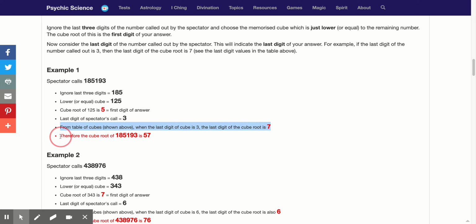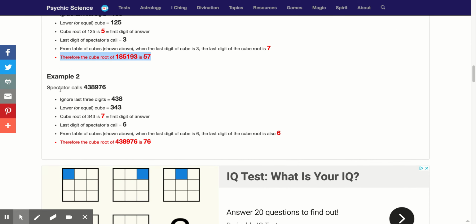So the cube root of 185,193 is 57. Let's try this again, okay? Let's say we want to find the cube root of 438,976. This time I'm going to do it the other way around.